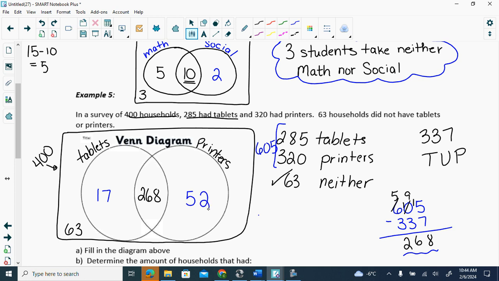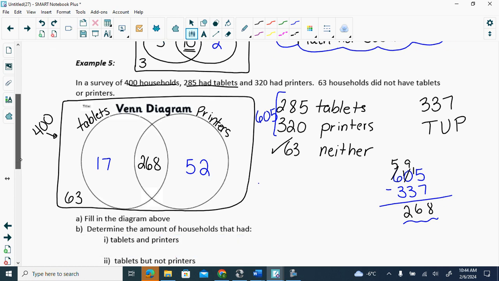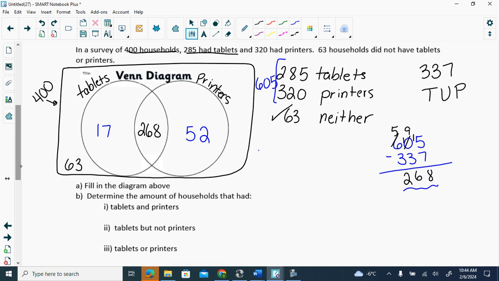Now, I should always check when I'm done filling in a Venn diagram that all of those numbers add to what? 400, or I made a mistake, right? Every 2-circle Venn diagram needs to have 4 numbers: an outside number, the singles, and the and. So 4 numbers need to be filled in every time. A 3-circle needs to have 8. A 2-circle has 4. So when I add them up, I get 400. Now here it says, determine the amount of households that have tablets and printers. What shape is and? On a Venn diagram, what shape is and? The eyeball. Intersection. What number is that? 268.